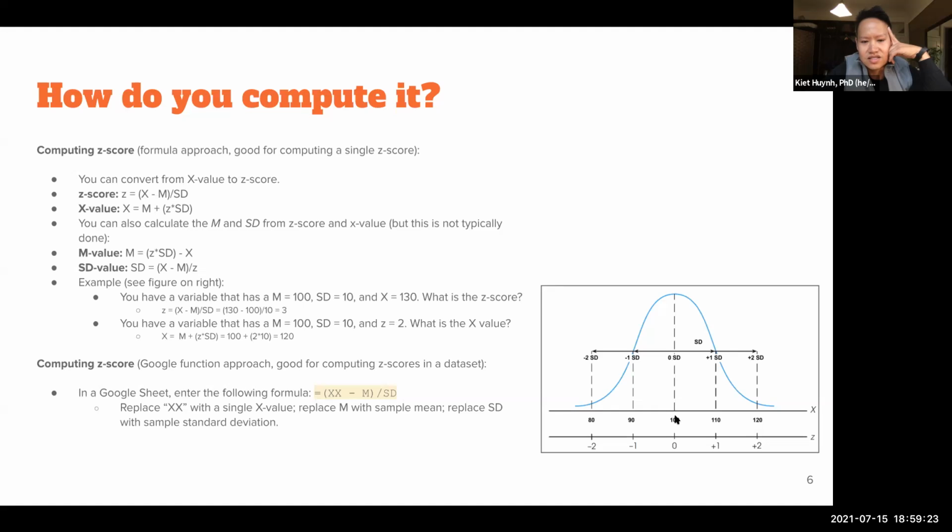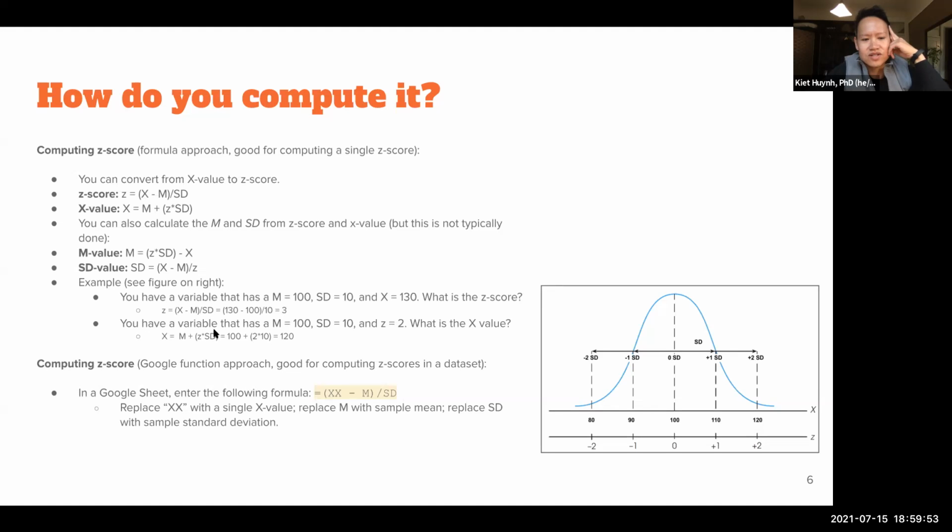If one standard deviation above the mean is 110, two standard deviations above the mean is 120, then three standard deviations above the mean is another 10, so it has to be 130. So 130 is the X value, and the associated Z-score would be 3, right? Because you go 1, 2, 3 standard deviations. That's what we get here. The Z value is 3.